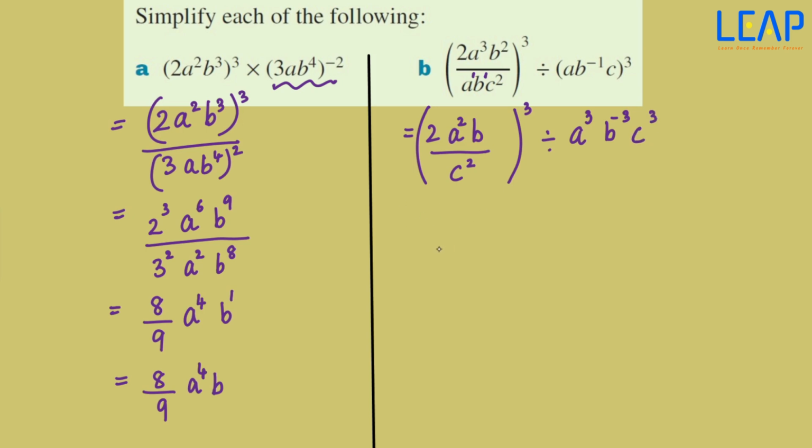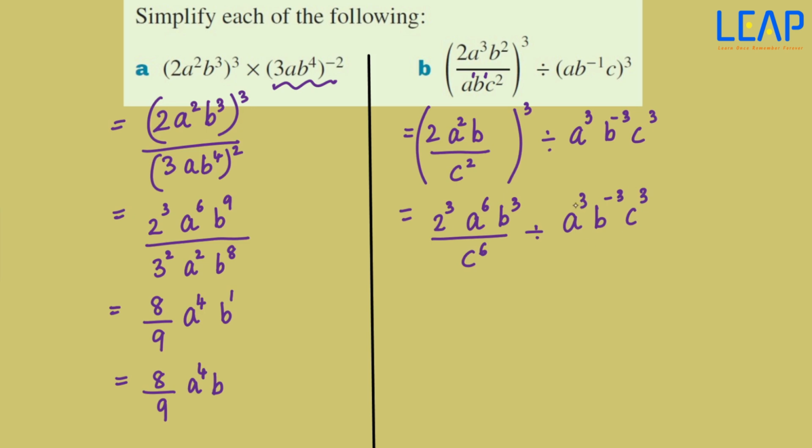Now we can simplify again. Now you can bring down this 3 to each and every number and variable here. So that becomes 2 cubed, and then a to the power of 2 times 3, because it's power of power. So that's 6. And then b cubed over c to the power of 2 times 3, which is c to the power of 6. And then divided by a cubed b to the power of negative 3 c cubed.